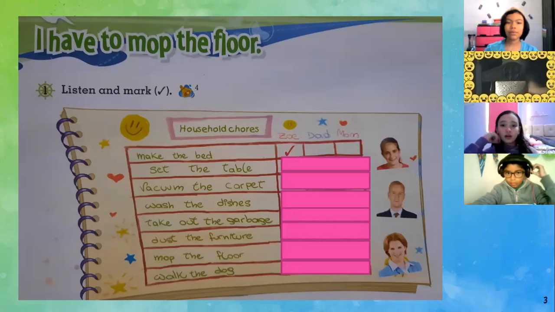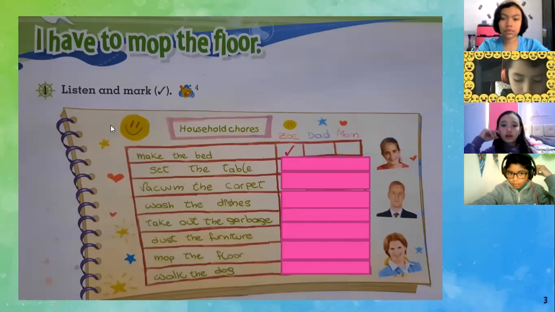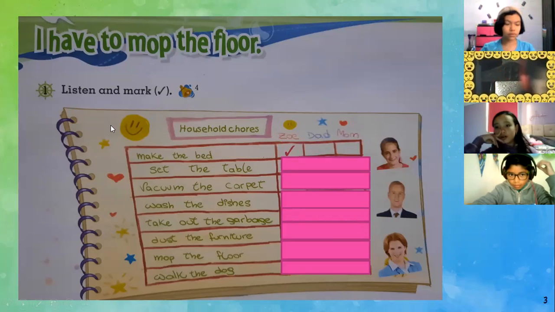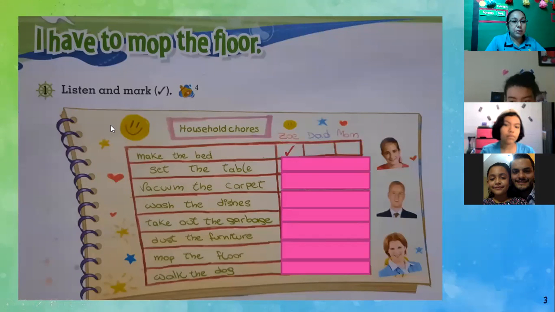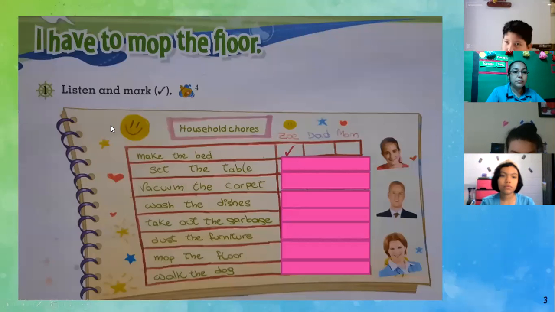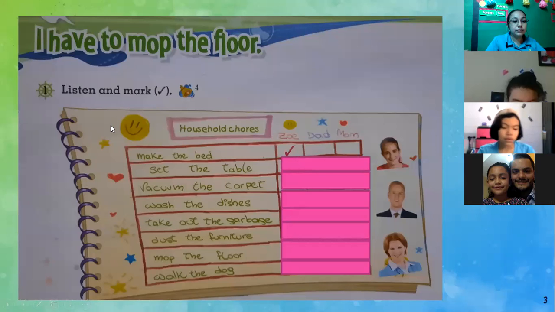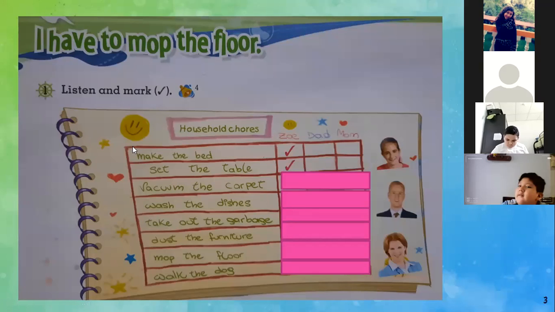Next one, set the table. Who develops this action? So, dad or mom? Who has the answer? Okay, let me see. Set the table. Who has to set the table? Ivania, what is the answer? So. Okay, so let me check. Yes, so has to set the table. Good job.